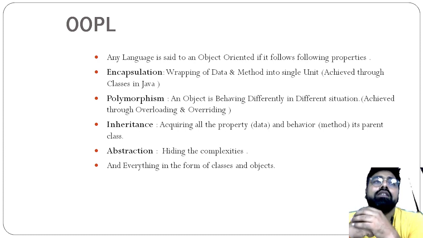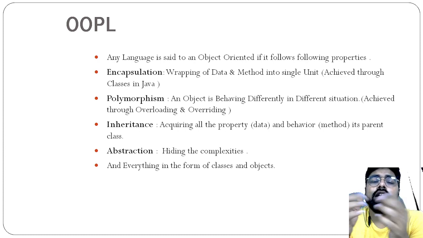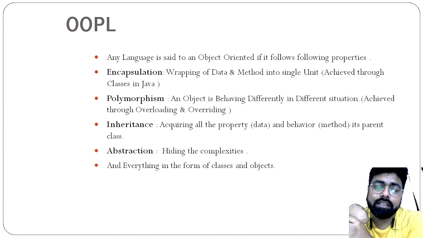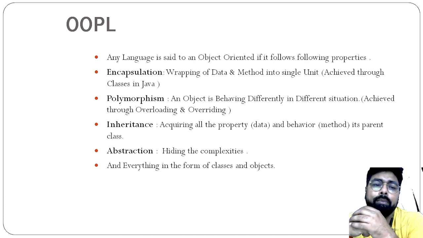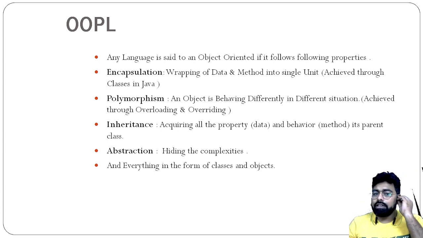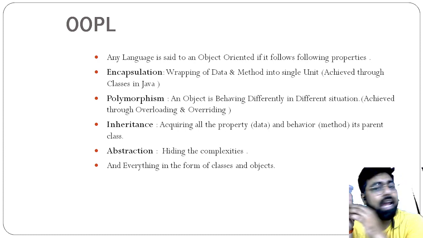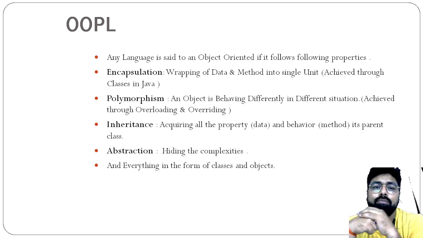Let's say someone is ahinsavadi, so we can say that he is following the Gandhian principles and is like a Gandhi. In the same way, any language is said to be an object-oriented programming language if it follows certain properties. What are those? Those are encapsulation, polymorphism, inheritance, abstraction, and everything should be in the form of classes and objects.